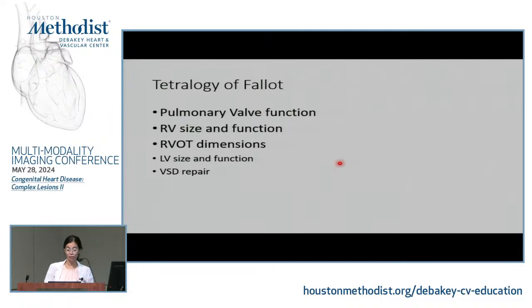Patients with tetralogy of Fallot nowadays have a life expectancy very similar to the general population. So they live many years. They live through pregnancies. They practice sports.